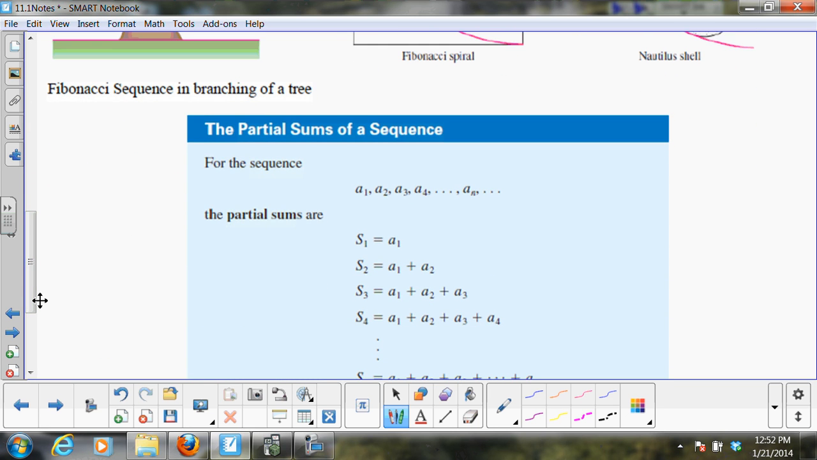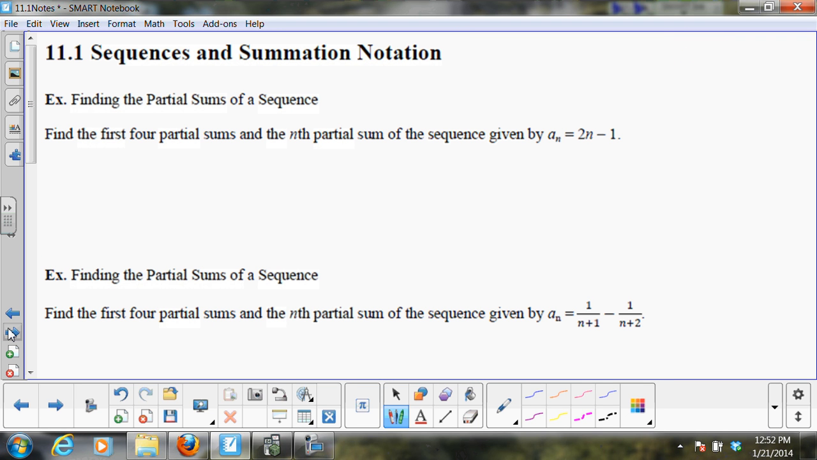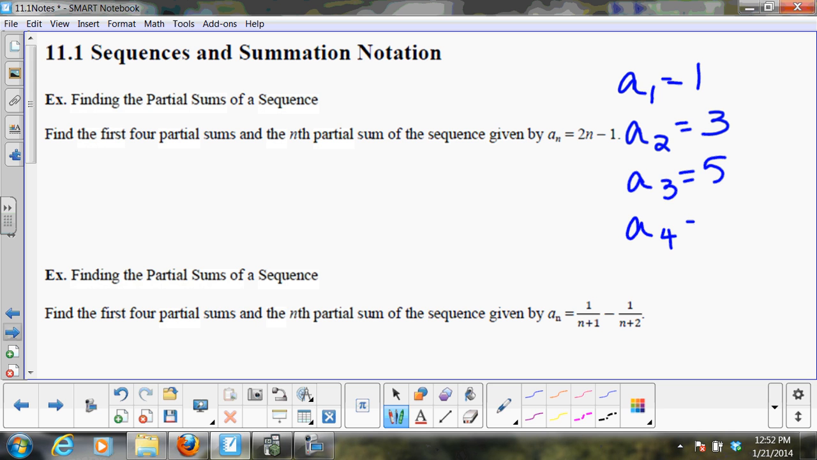Here, partial sums is when you add up specific terms, and it'll specify how far to go on a partial sum. So if we want to find the first 4 partial sums and the nth partial sum given by this sequence, well, first we need to know the terms. So the first term is 1, second term is 3, third term is 5, fourth term is 7.